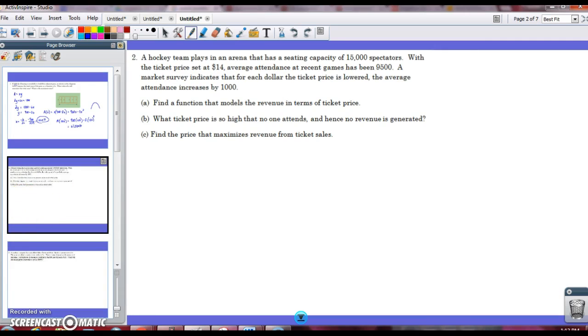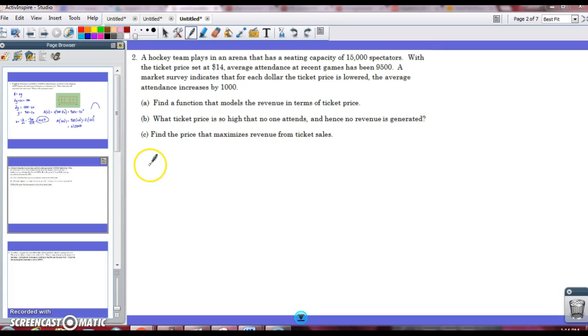Okay, problem number 2 is talking about a hockey team, and they play in a certain arena. They've got 15,000 spectators. Ticket price is set at $14, and the average attendance was recently 9,500. So they did this market survey, and it says that for each dollar the ticket price is lowered, the average attendance increases by 1,000. We did similar problems to this when we were talking about airplane tickets and passengers and that kind of thing. So it's the same type of problem as that.